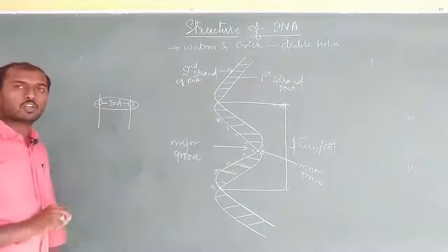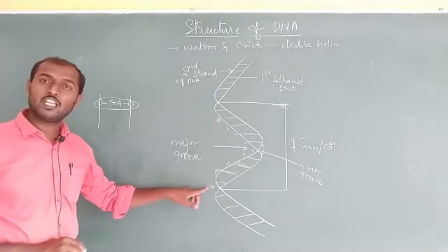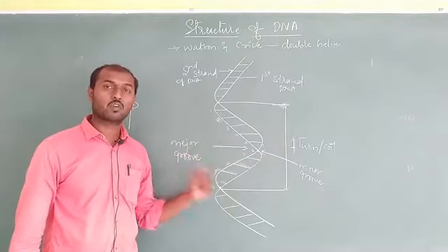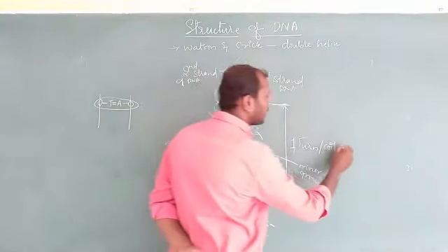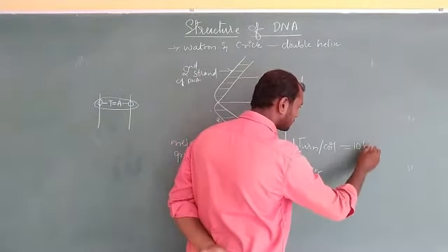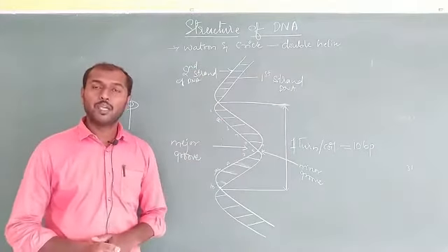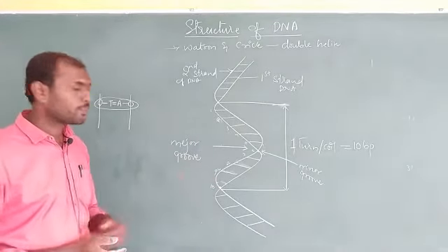So how many base pairs are there? 10 base pairs are there. Okay, so how many base pairs we have? 10 base pairs. For how many turns? One turn. Okay, so for one turn, how many base pairs we are going to get? 10 base pairs. BP means base pairs. Okay, so we have 10 base pairs for a particular turn or single turn of DNA.